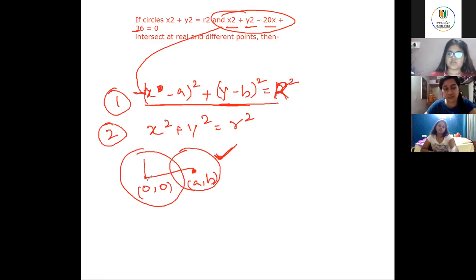So ma'am, this distance and this radius, you can just apply a condition here that if this R1 distance... R1 minus R2 less than C1, C2. That's what I even taught you when I was teaching the intersection of circles. Okay, understood, Preeta? Yes, ma'am.